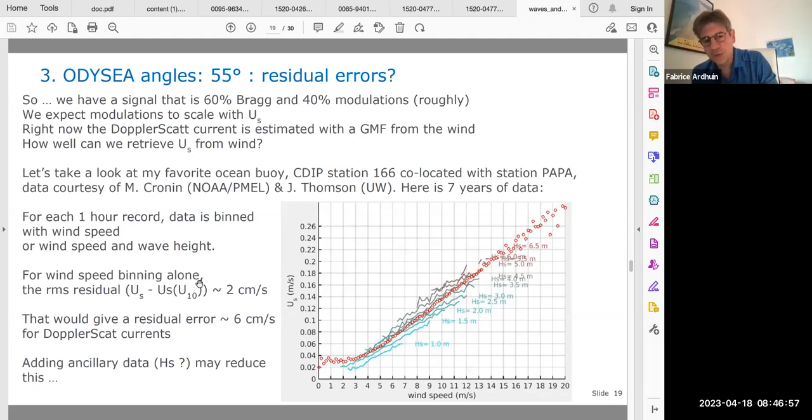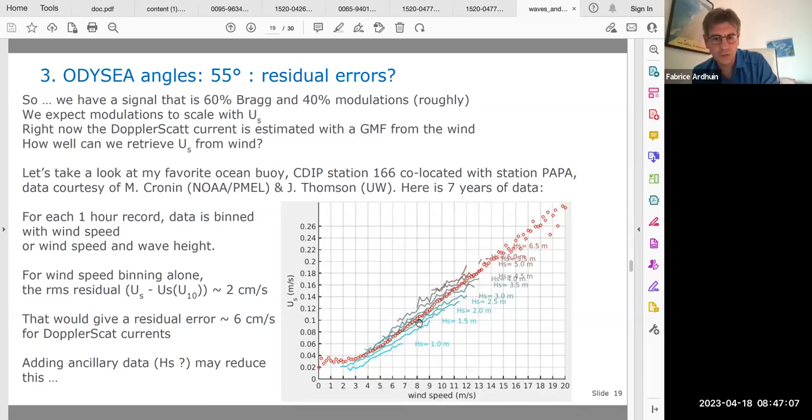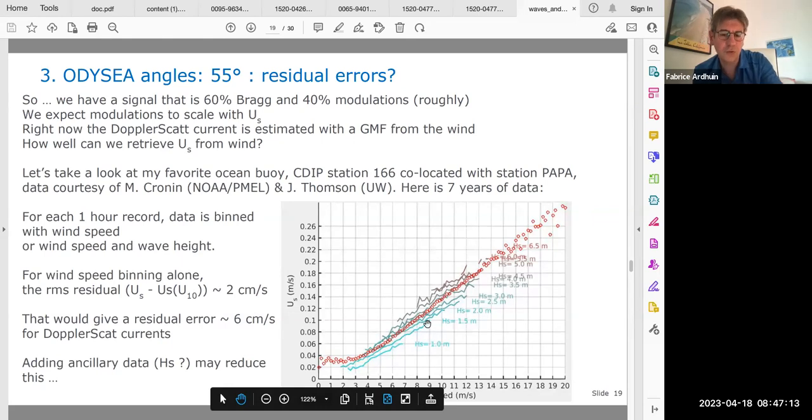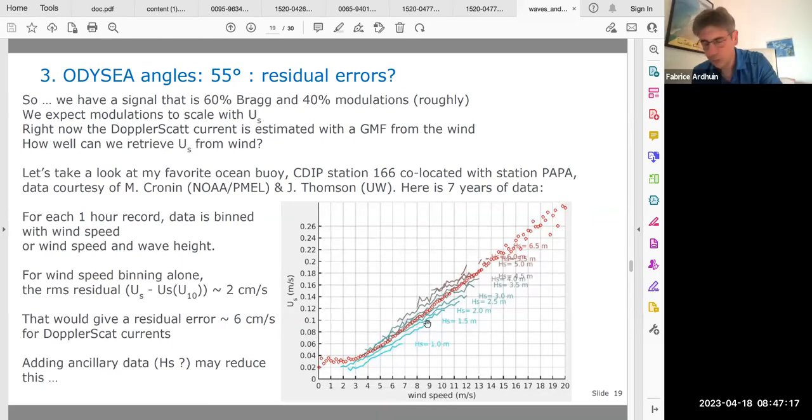So the residual here of 2 centimeters per second is for that station and that 7-year period. If you do it season by season, you can probably reduce that to less. But of course, if you take it to a place, that will introduce more variation. So yeah, I should pull out my other data. That would be fun to look at.